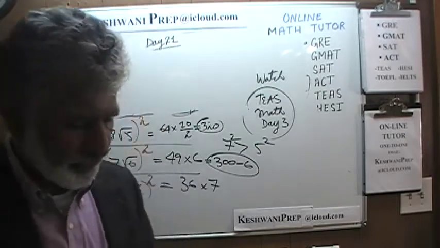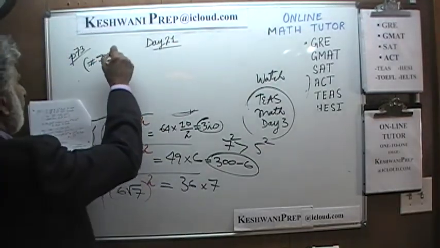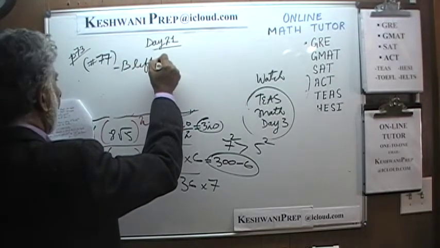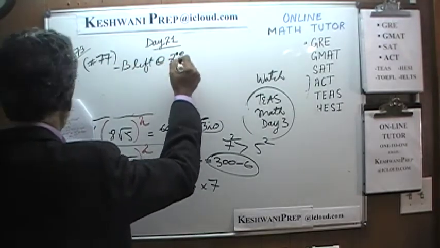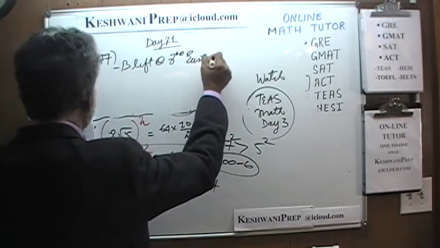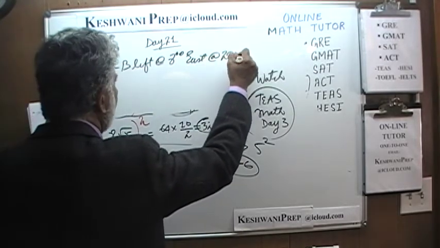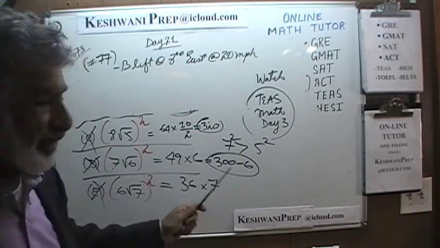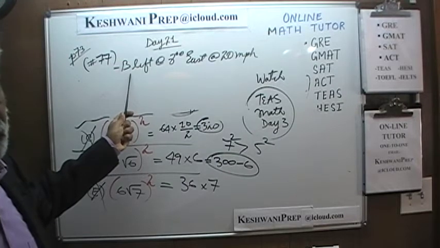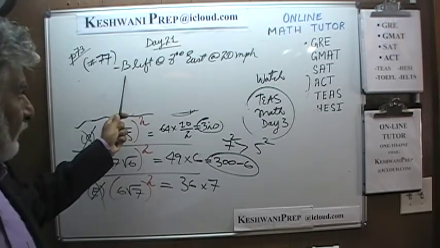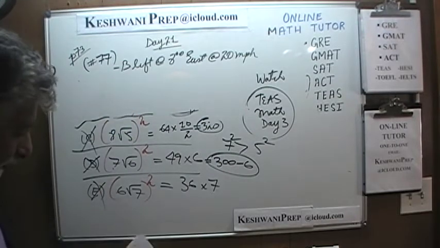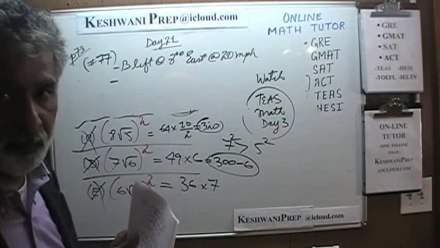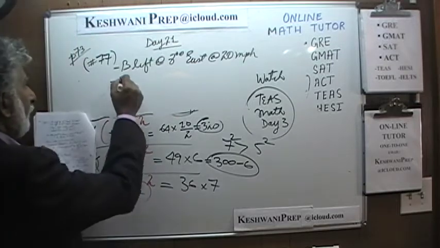Number 77, the very last one on the page. Number 77 says that B left at 8 o'clock going east at 20 miles per hour. Pay attention as you're reading the problem. The story begins with B. They don't start with A. They're trying to be cute. So just stay with that. Don't try to write A first, otherwise you're going to get confused. Always write your information in the same order that appears in the problem. Don't try to go around all over.